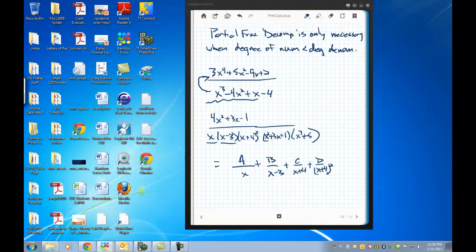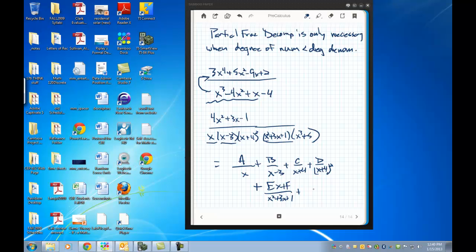If this were cubed, I would have to go x plus 4, x plus 4 squared, x plus 4 cubed, etc. Okay? You'll see a couple of those, but not too many of them. Plus, now this term right here is quadratic, so what do I have to do? I need to go Ex plus F over x squared plus 3x plus 1. Notice it's linear over a quadratic.